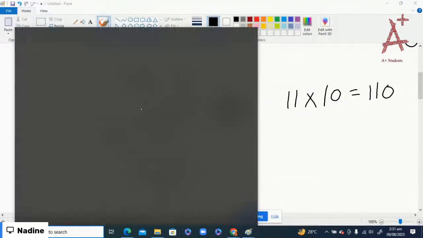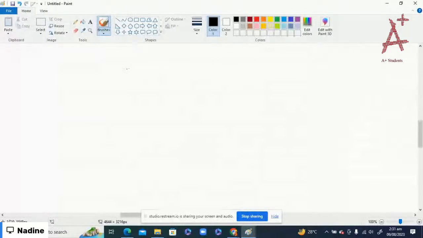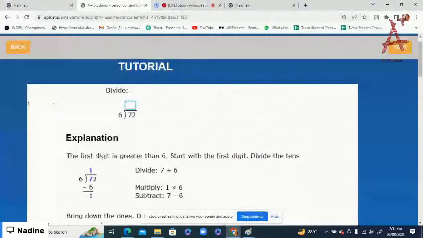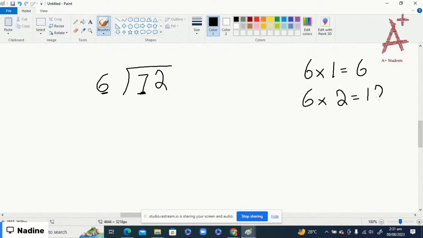What's the question? 72 divided by 6. So here is one number, then first we divide this one. Look here. 6 times 1 is 6, then 6 times 2 is 12. Okay, you tell me which number we're going to put here: 6 times 1 or 6 times 2?